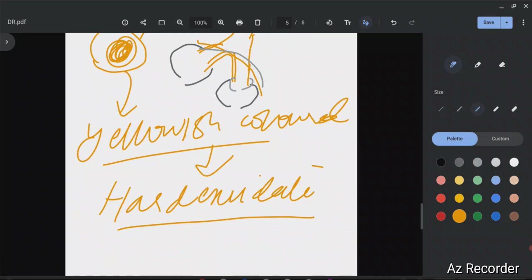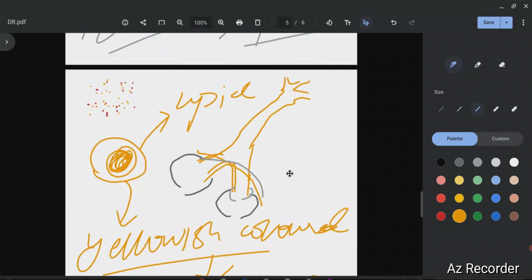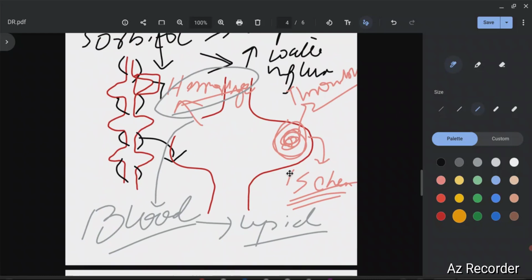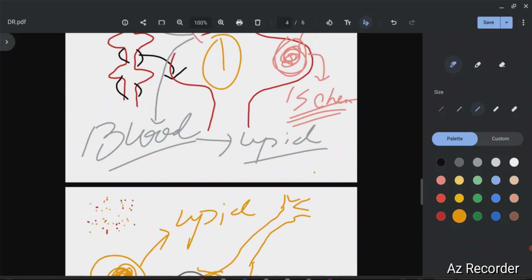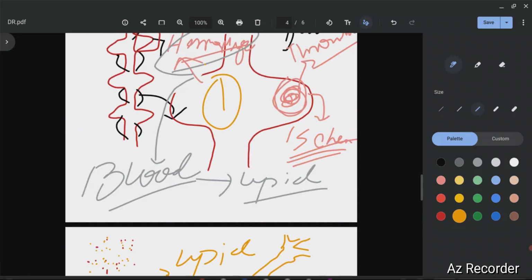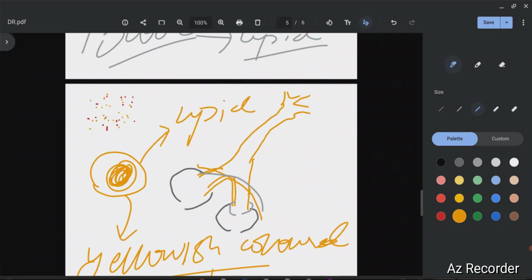Actually, we have talked about four findings that you will see on fundoscopy. Number one, you will see these microaneurysms. Number two, your microhemorrhages. Then you will see these cotton wool spots. And number four, you see these hard exudates on fundoscopy.